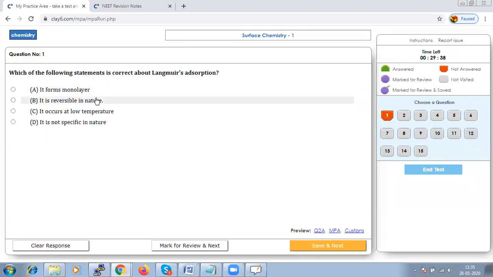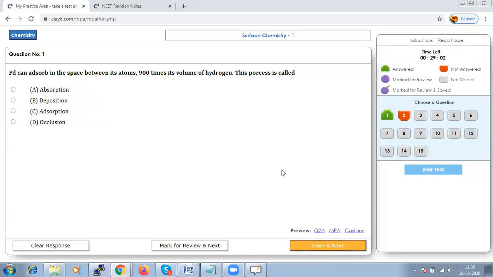Which of the following statements is correct about Langmuir's adsorption? So when we say adsorption, what are all the properties of adsorption? Always remember Langmuir's adsorption is monomolecular, that is, the gas adsorbed will form a unimolecular layer. Hence we can say that our option A is right, it forms a monolayer. So let us save that and go to the next question.